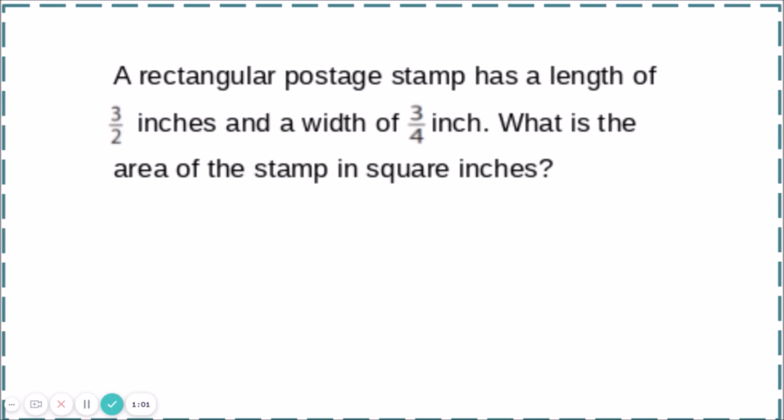So we have been given a problem, and we are going to start by reading this problem multiple times. This is going to help us answer the questions to make sense of the problem. A rectangular postage stamp has a length of 3/2 inches and a width of 3/4 an inch. What is the area of the stamp in square inches? I'm going to read my problem again. A rectangular postage stamp has a length of 3/2 inches and a width of 3/4 an inch. What is the area of the stamp in square inches?